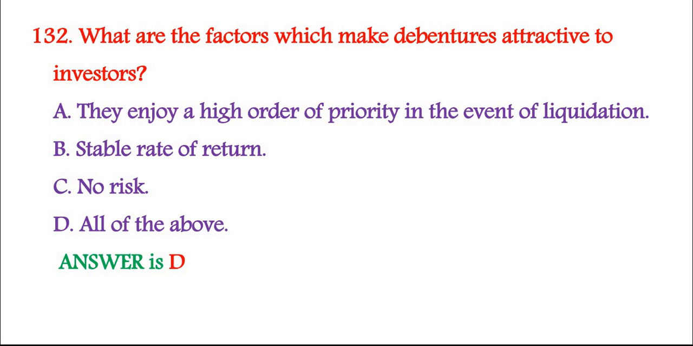132. What are the factors which make debentures attractive to investors? A. They enjoy a high order of priority in the event of liquidation. B. Stable rate of return. C. No risk. D. All of the above. Answer is D.